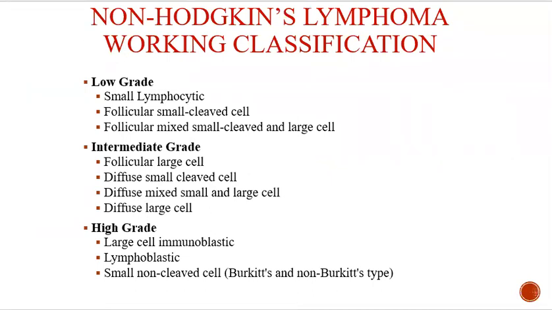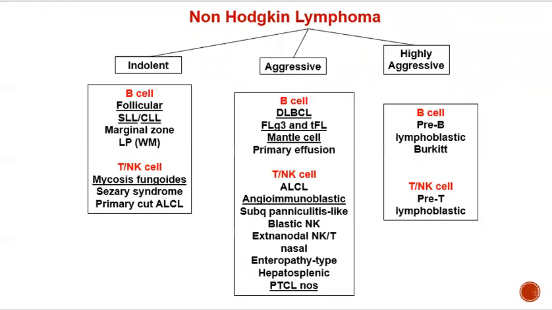Non-Hodgkin lymphoma can be divided into grades. The higher grade is actually easier to treat. So low-grade lymphomas include small lymphocytic, follicular, or small cleft cell lymphomas. Intermediate, usually it's follicular large cell, diffuse small cleft cell, diffuse mixed and large cell, and diffuse large cell lymphomas, and high-grade lymphoblastic, small cleft cell, and large cell neuroblastic lymphomas.